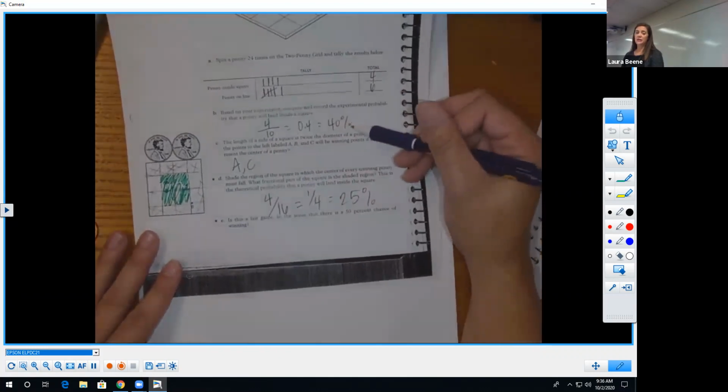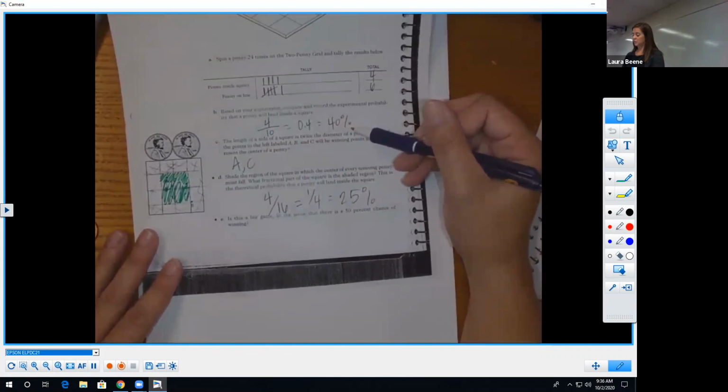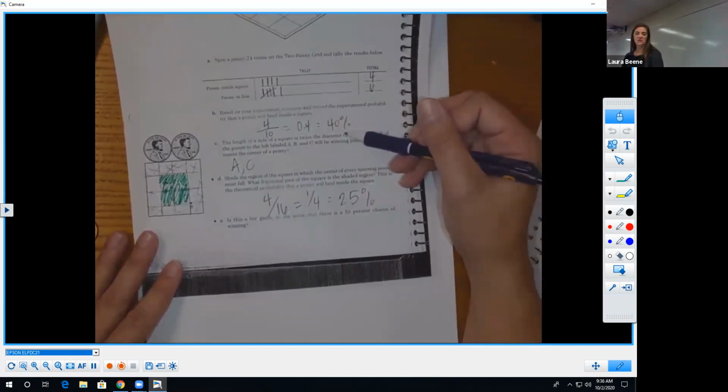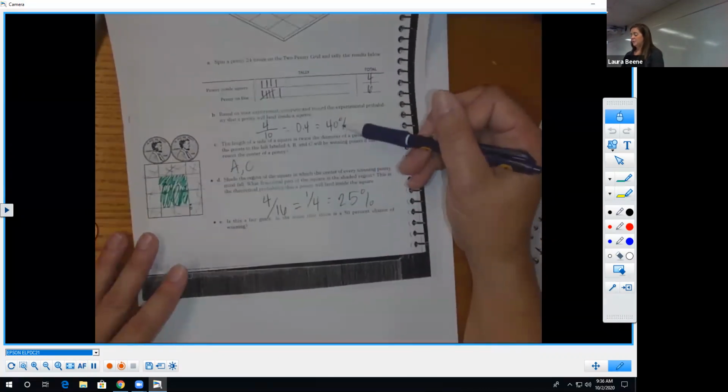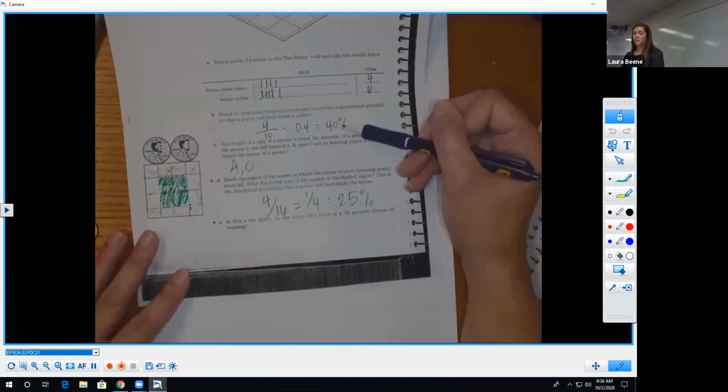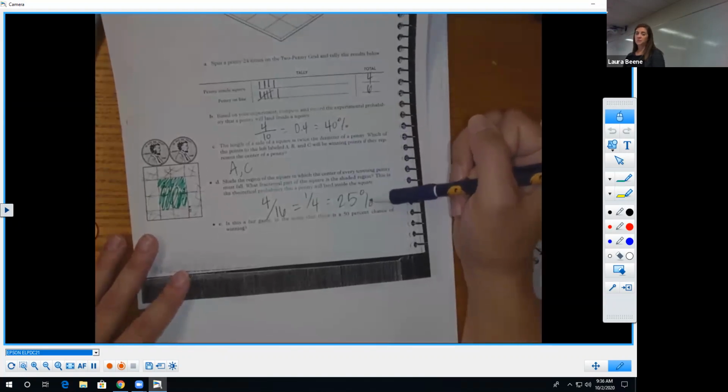I actually did pretty good this time. I'm actually really bad at this normally, and maybe it's because I didn't do a very good job of spinning them, so maybe it wasn't super fair that way. But 40% of the time, when we're supposed to get 25%, we did pretty good.